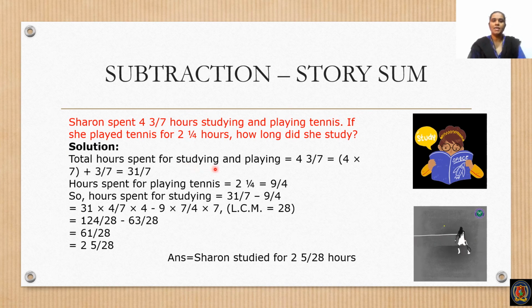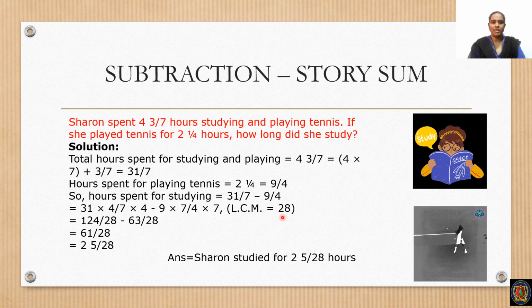So the total hours spent for studying and playing is 4 3 by 7. We convert it into an improper fraction. It is 31 by 7. The hours spent for playing tennis is 2 1 by 4. Converting it into an improper fraction will give you 9 by 4. So the hours spent for studying is 31 by 7 minus 9 by 4. Find the LCM of 7 and 4. Make the denominators the same, and then we have to subtract.